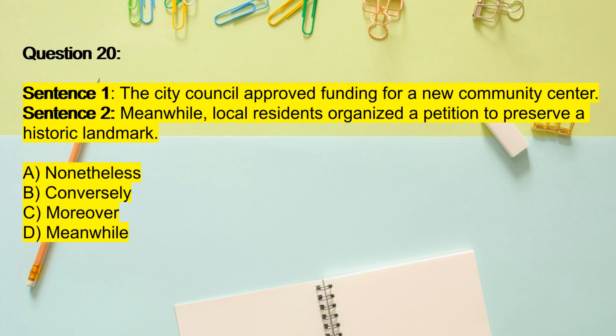Question 20. Which transition word would best connect the two sentences? Sentence 1. The City Council approved funding for a new community center. Sentence 2. Meanwhile, local residents organized a petition to preserve a historic landmark.